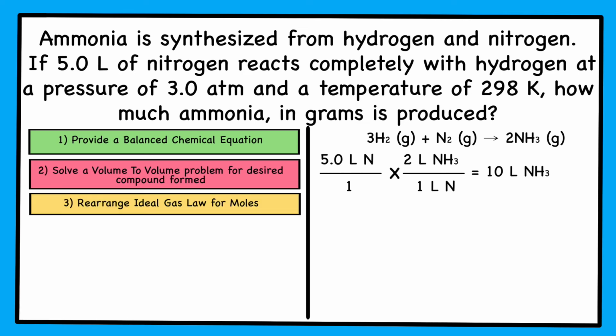Step 3 says we use our ideal gas law to figure out how many moles of ammonia are in my 10 liters of ammonia. So I rearrange my equation to get moles of ammonia. So the equation should read n equals PV over RT.